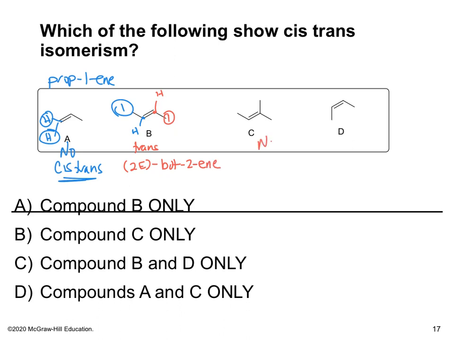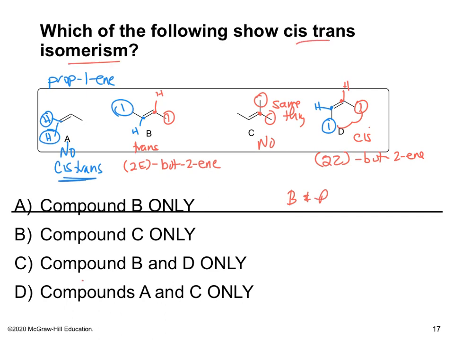This compound is no, because this carbon has a CH3 and a CH3. These are the same thing. So no cis trans isomer. D does, because hydrogen and carbon are different. And on this, we have hydrogen and carbon are different. And the CH3 groups are the same size. So this is cis. So this would be 2Z, and that would be but-2-ene. So B and D have cis-trans isomerism, B and D only.